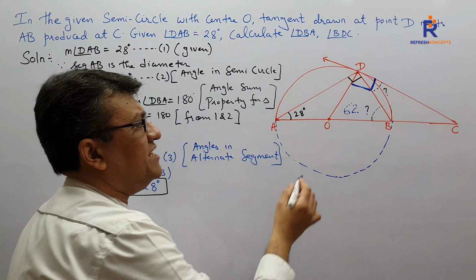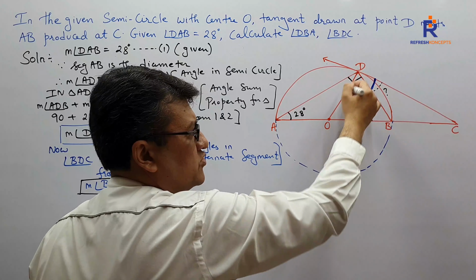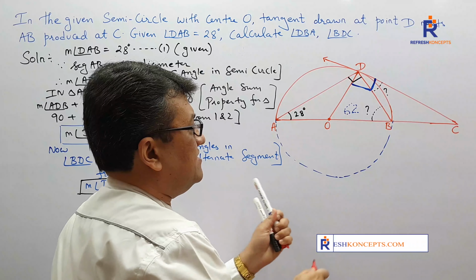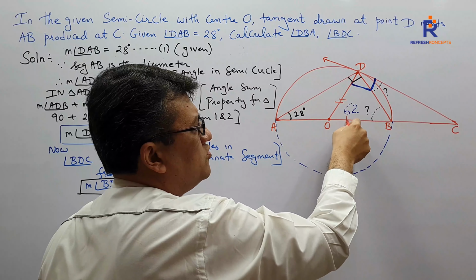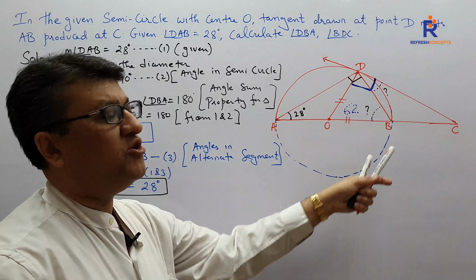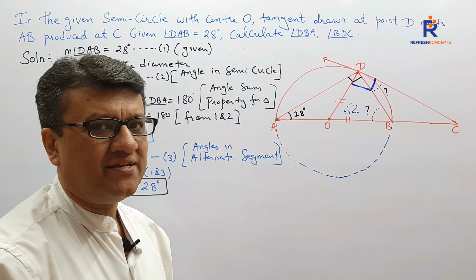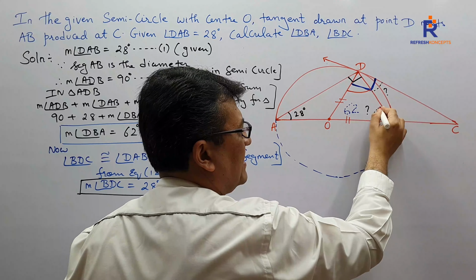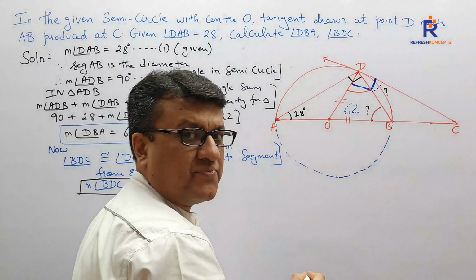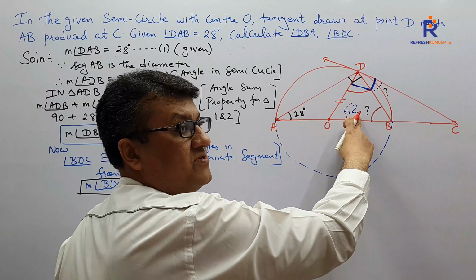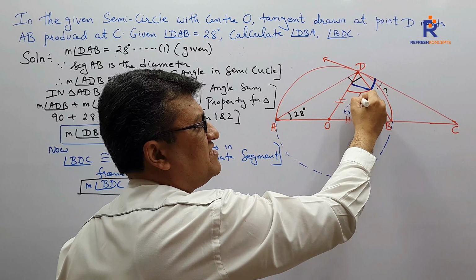Moreover, in triangle DOB, can I say OD is congruent to OB, radii of the same circle? So what type of triangle is DOB? It's an isosceles triangle. Since it's an isosceles triangle, this angle and this angle will be the same, right? Base angles of isosceles triangle. But sir, this we already found out as 62. So if this is 62, even this is also 62.